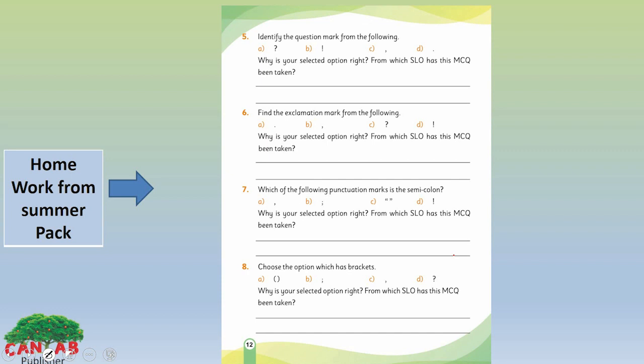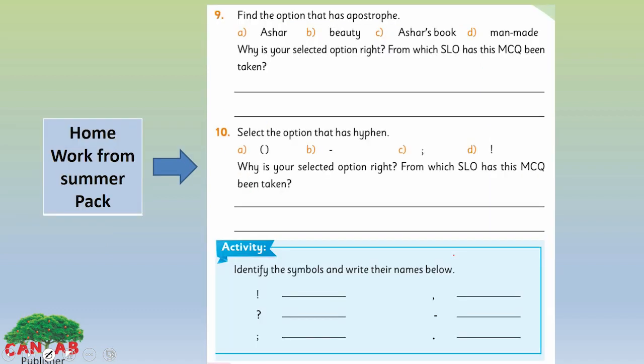So students, we have discussed the concepts and use of punctuation marks. This is your homework from the summer pack, page number 12. Identify the question marks from the following. This is also your homework from the summer pack: find the option that has the apostrophe. You have to choose the right option, and you have to give your reason why your selected option is right.